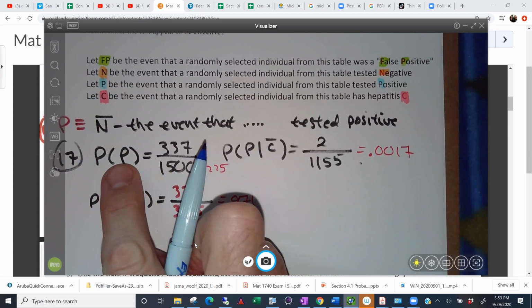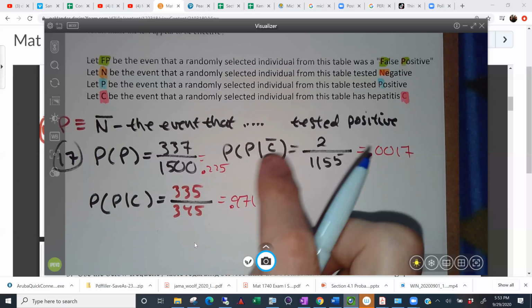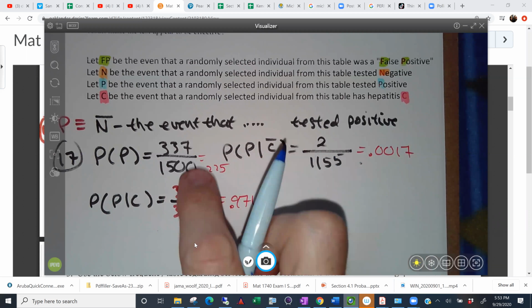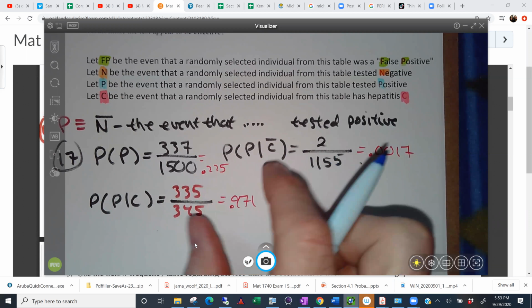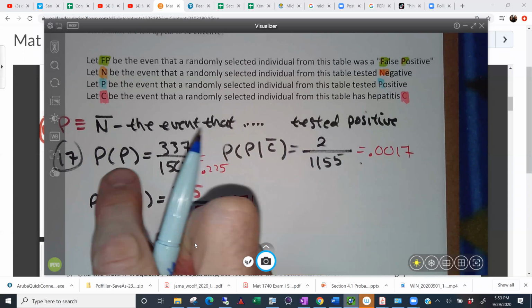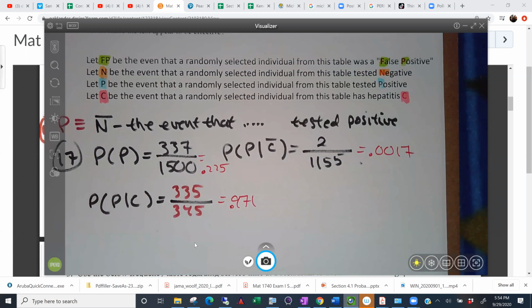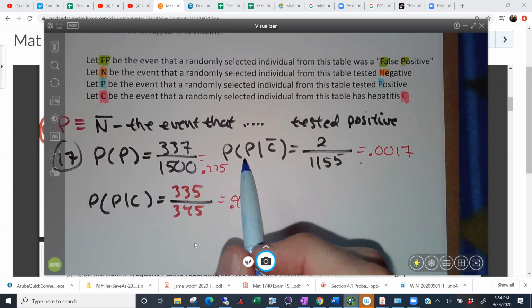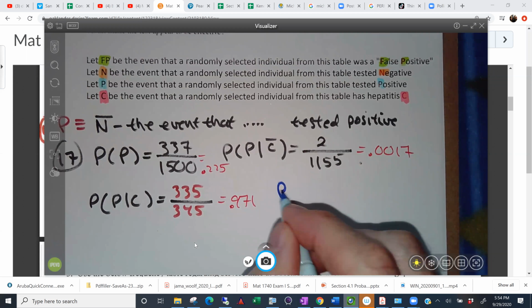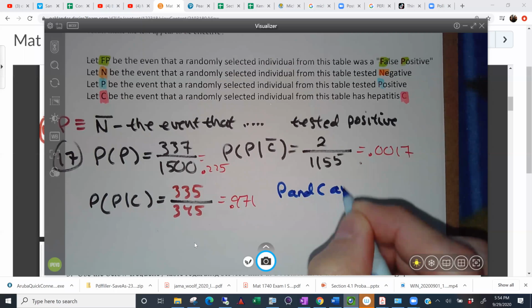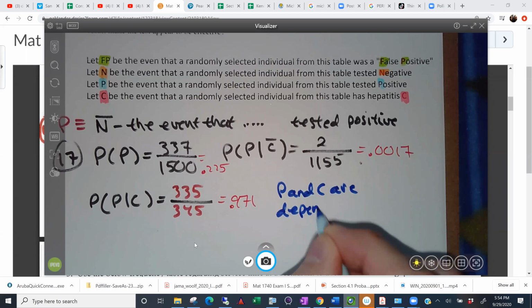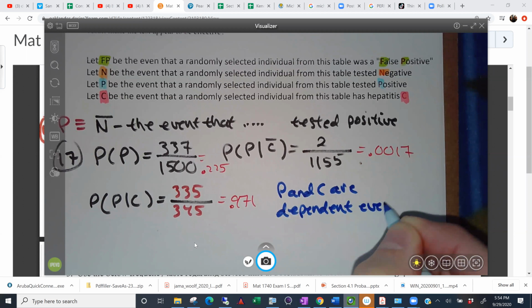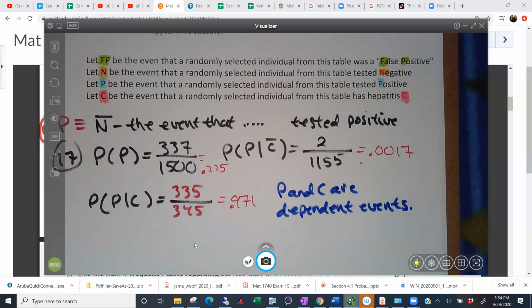Because when I told you something about whether or not the patient actually had hepatitis C, it changed that probability. So this event and this event are linked. They're not independent. Knowledge of this one affects the probability of this one. So that means P and C are dependent events. That's another little takeaway from this example. P and C are dependent events.